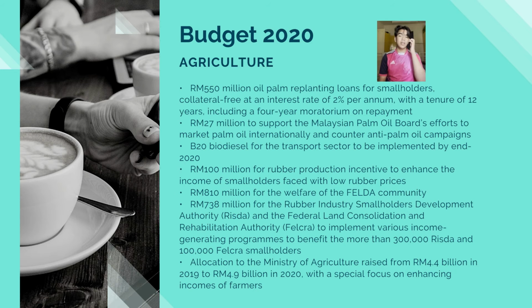And the last one is the allocation to the Ministry of Agriculture, raised from 4.4 billion in 2019 to 4.9 billion in 2020, with a special focus on enhancing the income of farmers. That's all for me.